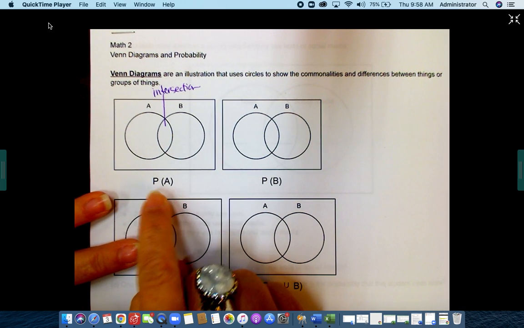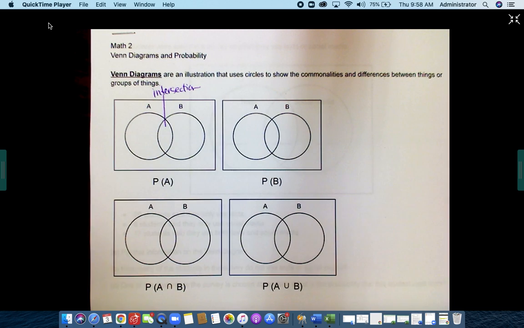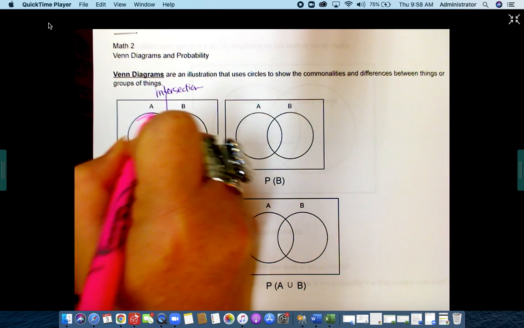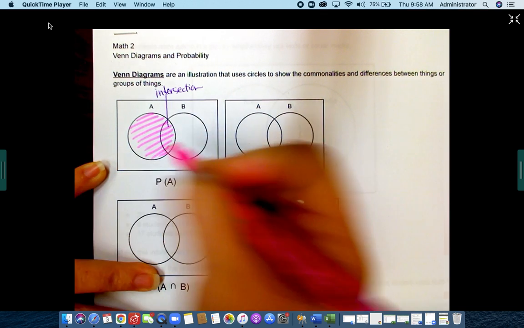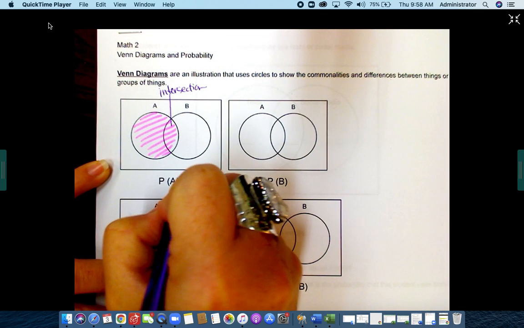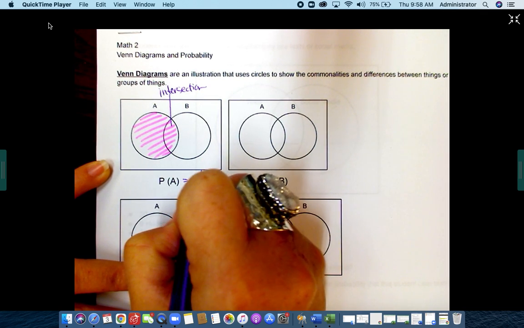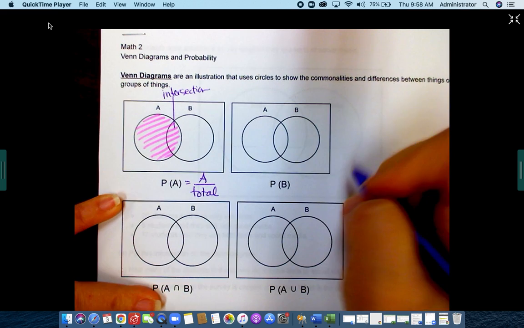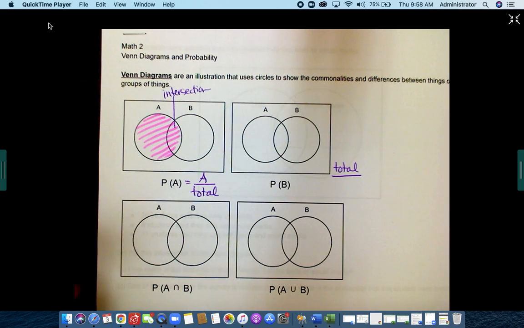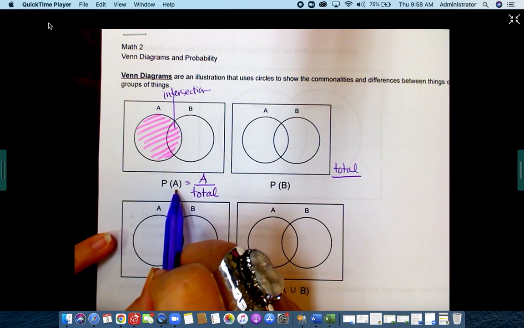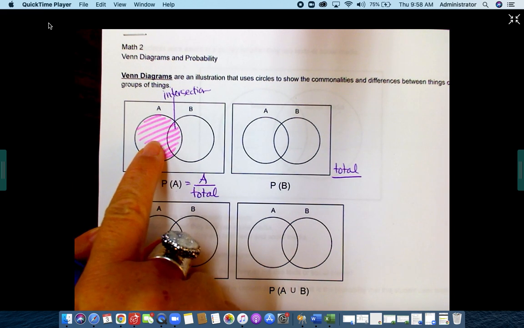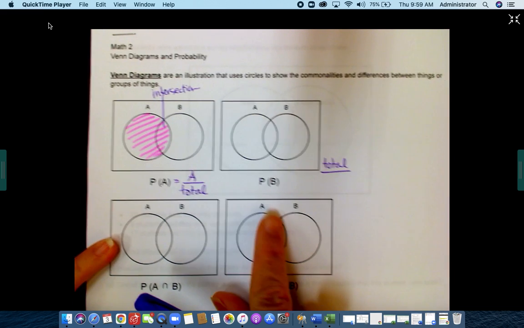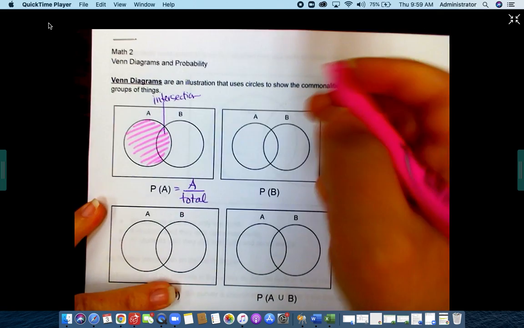But when I ask for the probability of A, I need you to understand that that means I'm asking you how many are in circle A total, over the total number that are represented in the entire Venn diagram. Your total, by the way, will always go out here outside of the Venn diagram. So probability of A would be all of A. So if you've got a number here and a number here, you would add them up and then divide by your total.